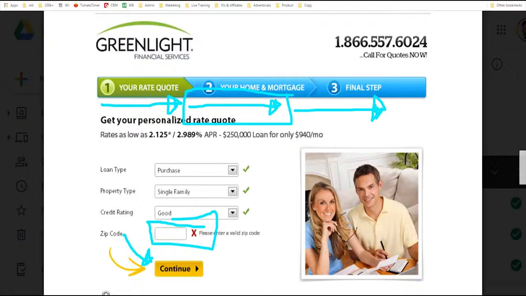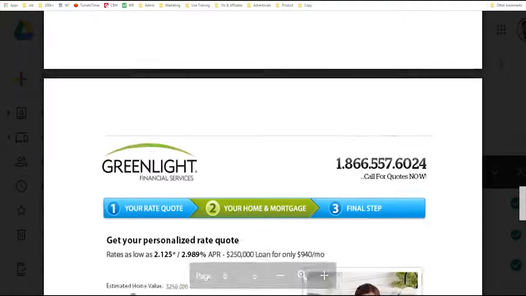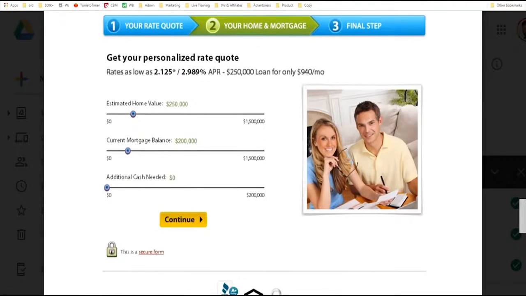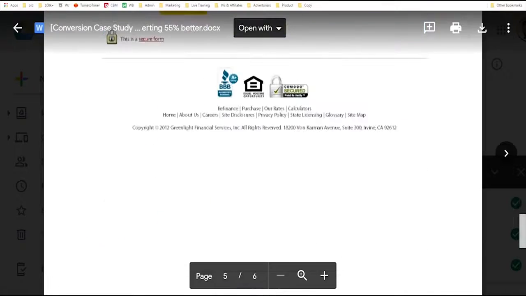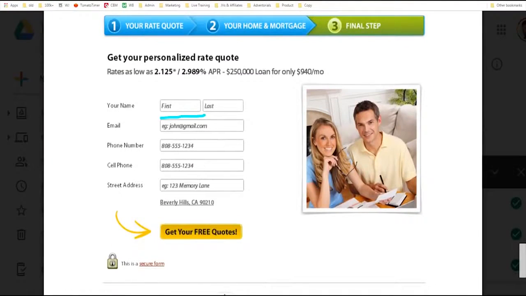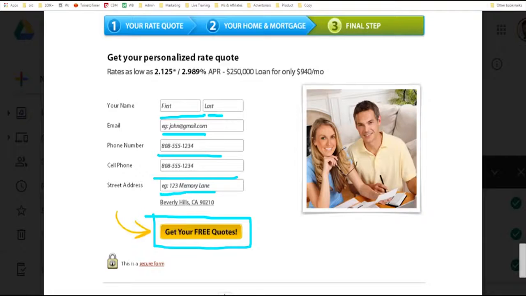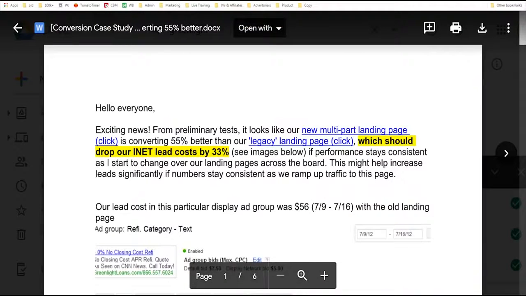So I asked for little pieces of information, which made people more likely to give me their name, phone number, and email address at the end. And as you'll see, the second step was just an easy step. All they had to do was really click continue. And then the third step was asking them for their information: name, email, phone number, cell phone, and address. We made it really easy. And this form, if you look above, let me actually bring up the raw data.